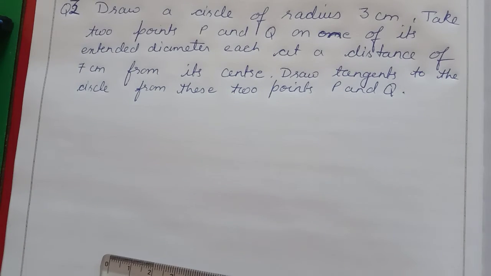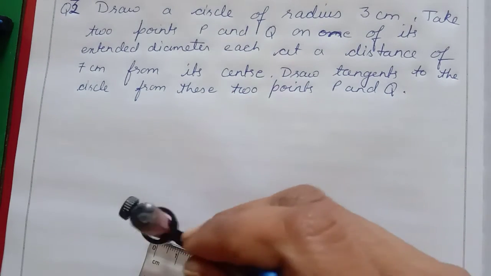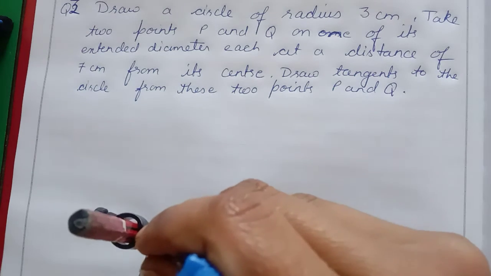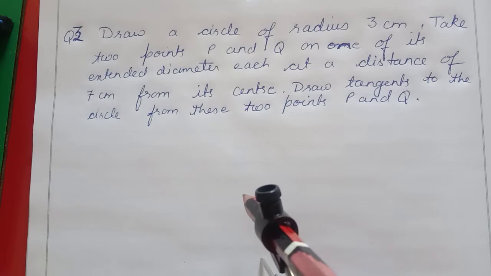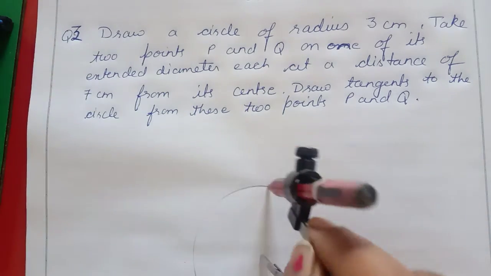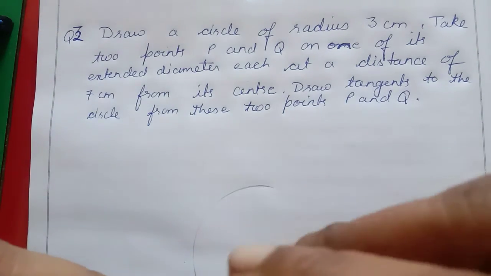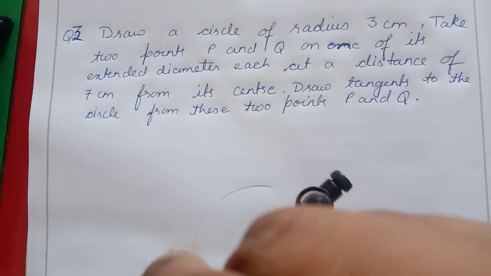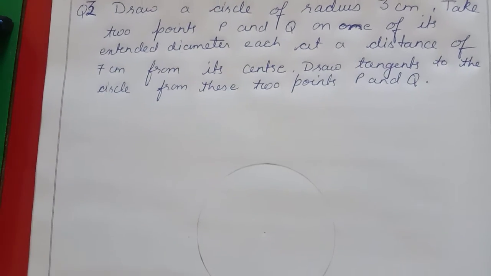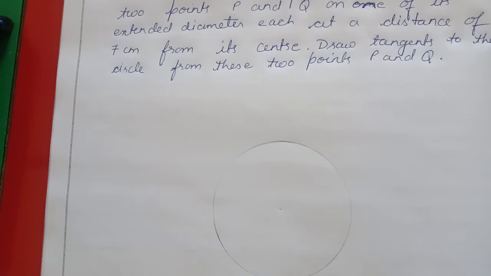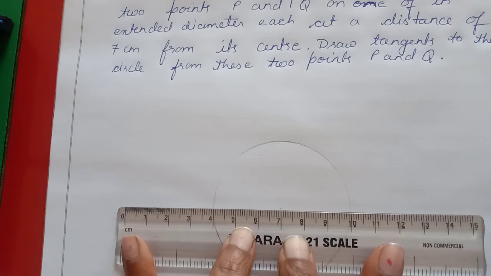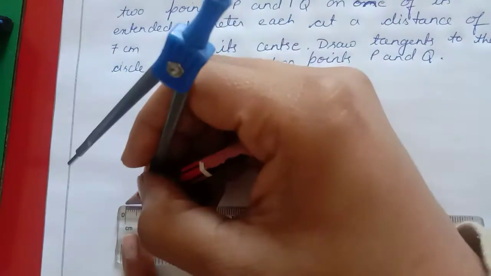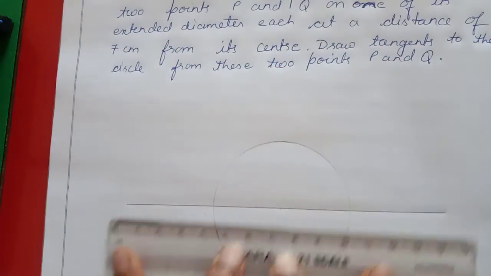First of all, we are asked to draw a circle of radius 3 centimeter. So let us take the 3 centimeter arc on the compass. Here we have drawn a circle of radius 3 centimeter. Now let us draw a diameter. Here we have drawn a diameter.